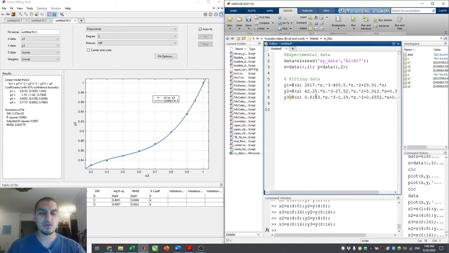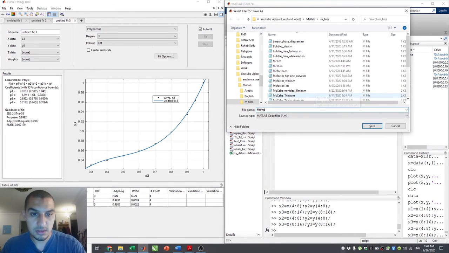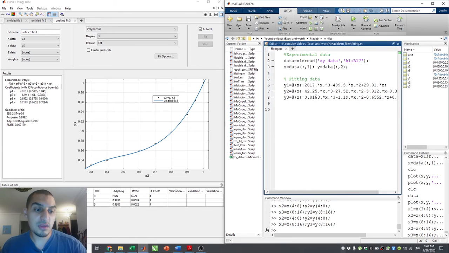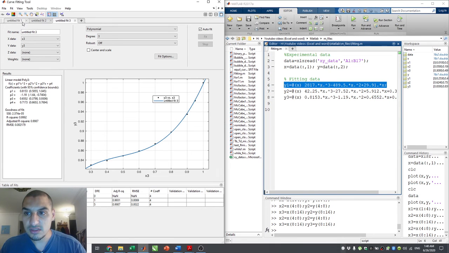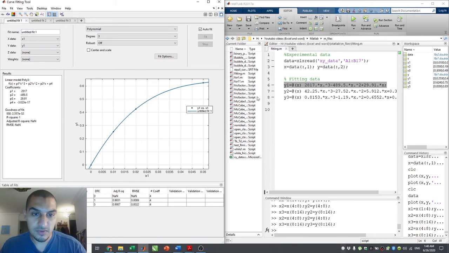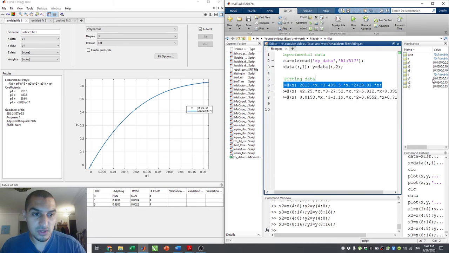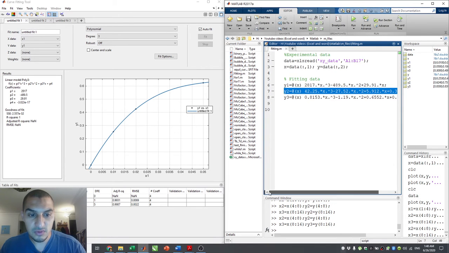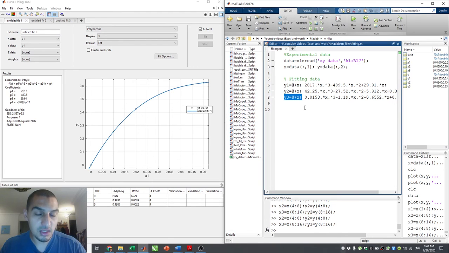Okay, so now I have the three equations. The last point that I want to do is to write an equation that will calculate y from x from this equation for the region of x from 0 to 0.05, and then go to this equation for the value of x from 0.05 to 0.3, and then the third equation from 0.3 to 1. And this is the tricky part.